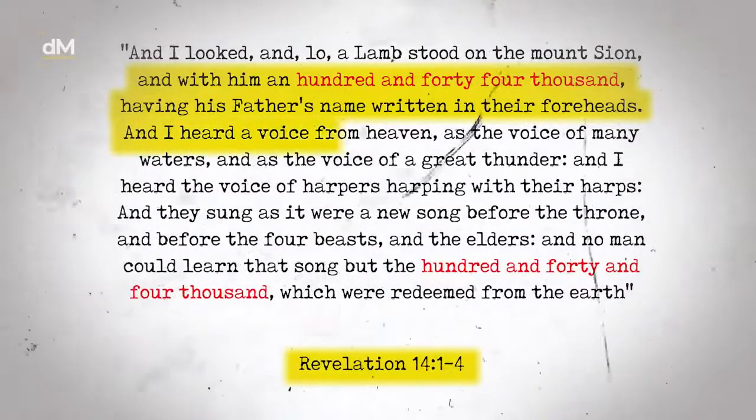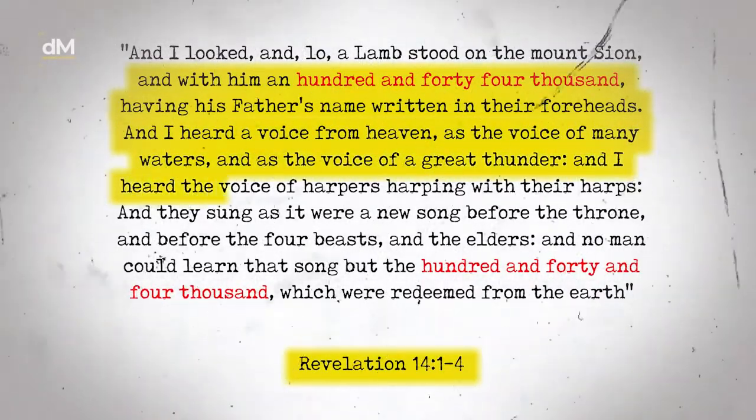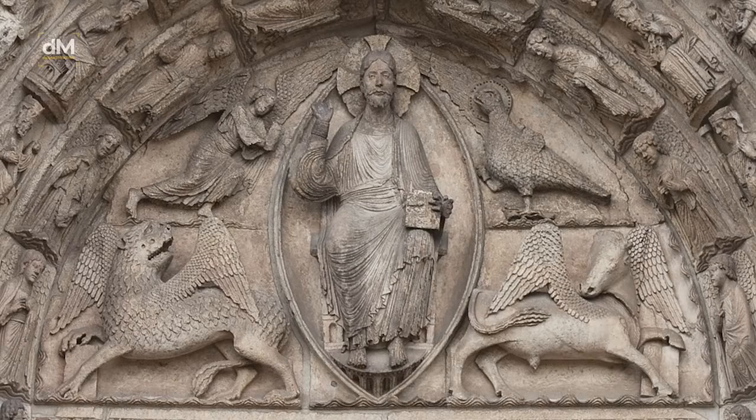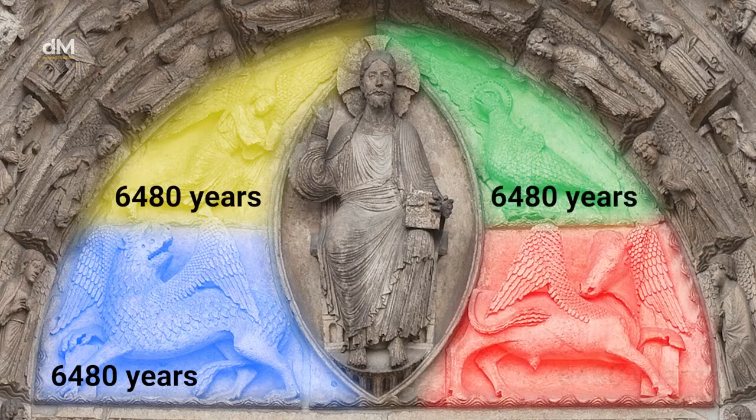And I heard a voice from heaven as the voice of many waters and as the voice of a great thunder. And I heard the voice of harpers harping with their harps. And they sung, as it were, a new song before the throne and before the four beasts. What are the four beasts? The bull, the lion, the eagle, and the man. That divides the cosmic wheel into periods of 6,480 years, which I should add, because that's an important number. So there's a veiled reference to that cycle of time, 6,480.